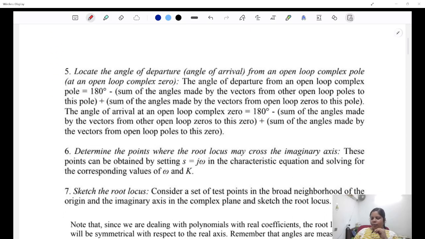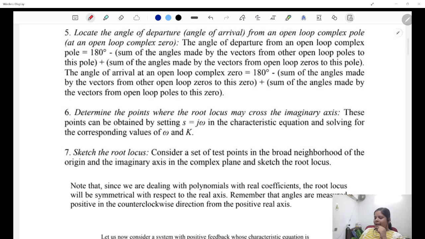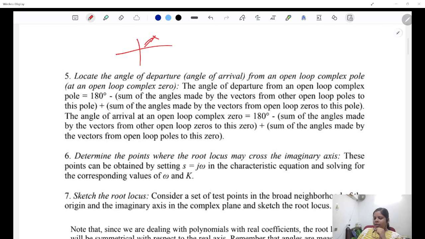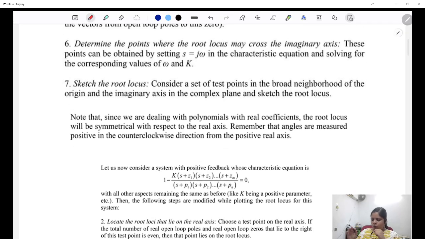Then there is angle of departure. So if there is a complex pole, what angle of branch it has when it is departing from there. And then we also see where does the root locus cross the imaginary axis. This is given by the crossover point, and then we sketch the root locus.